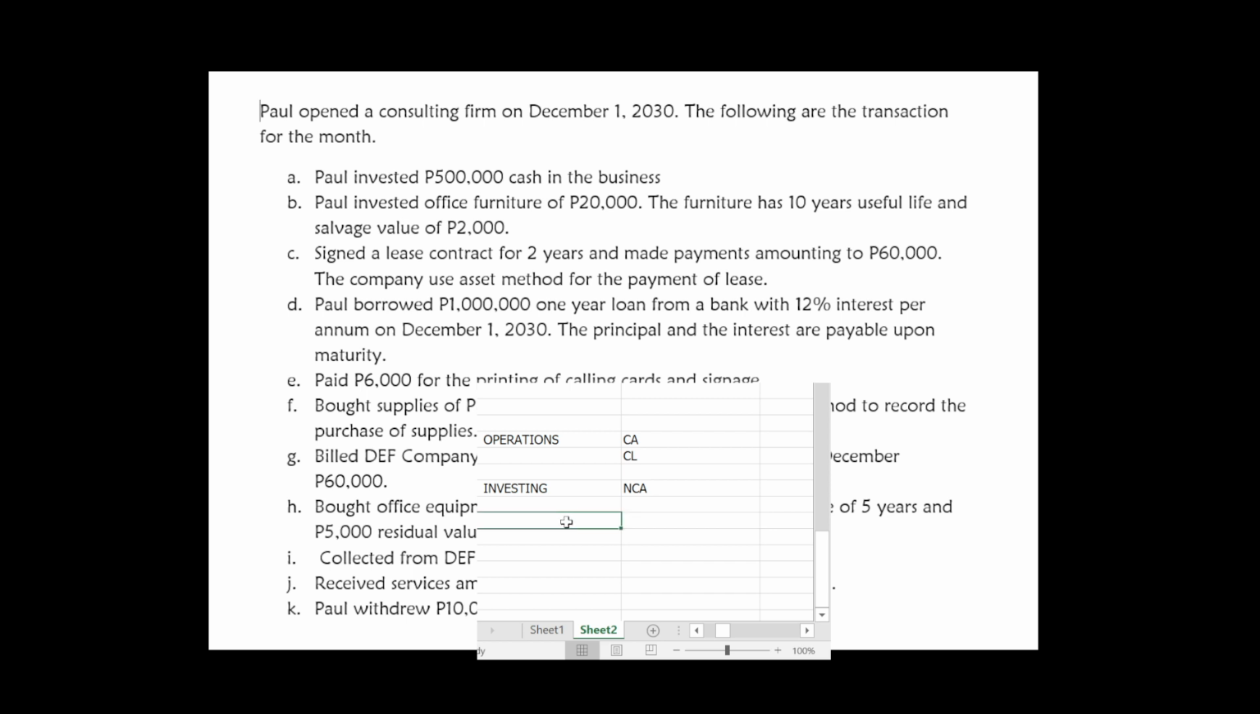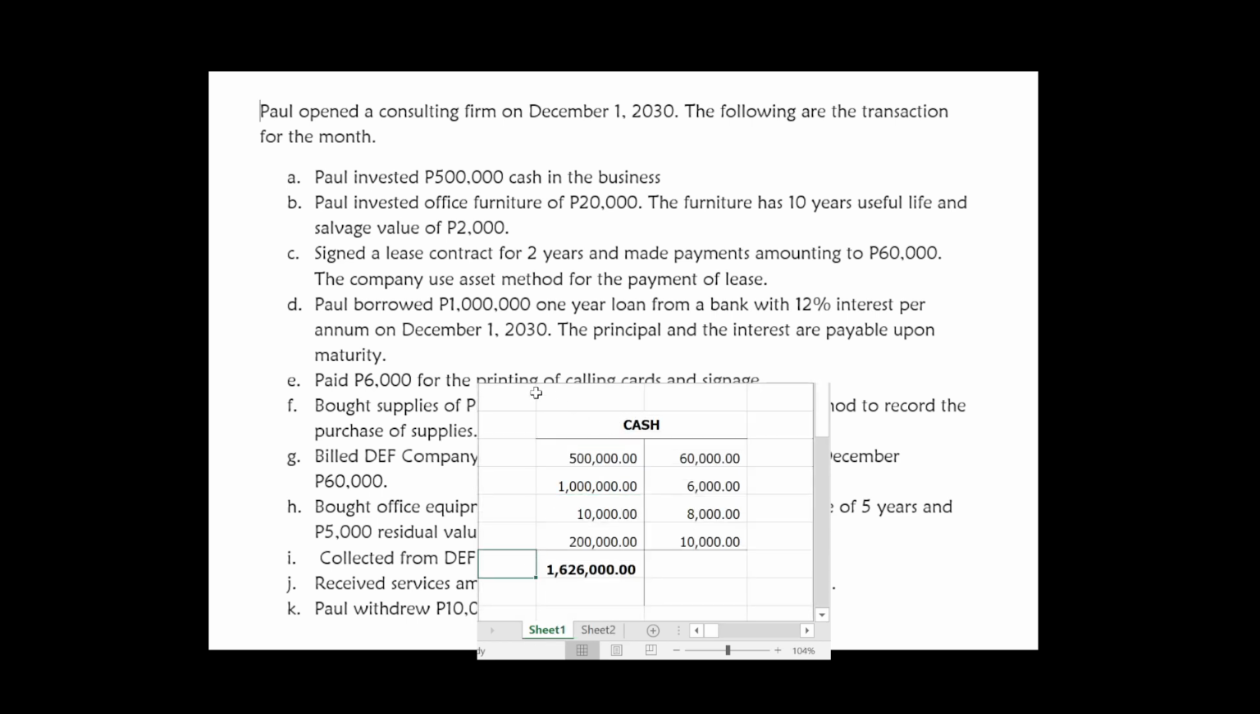And then, kapag financing naman, naapektuhan yung ating non-current liability and yung ating capital. So, ito yung mga dapat nyong tandaan para malaman nyo kung saan ginamit yung cash. Kapag operations, apektuhan yung ating current assets at saka yung ating current liability. Kapag investing, naapektuhan yung ating non-current assets. And then kapag financing, naapektuhan yung ating non-current liabilities and capital. So, balik tayo sa cash natin. Again, cash lang yung focus natin dito kasi cash yung tanong.